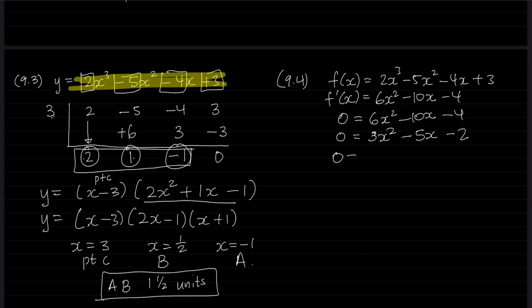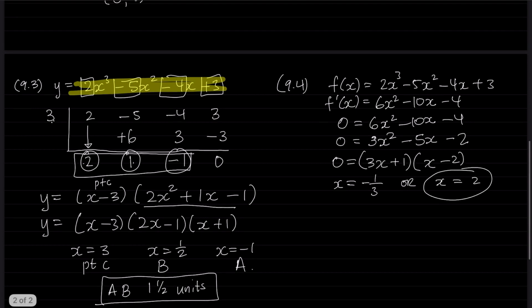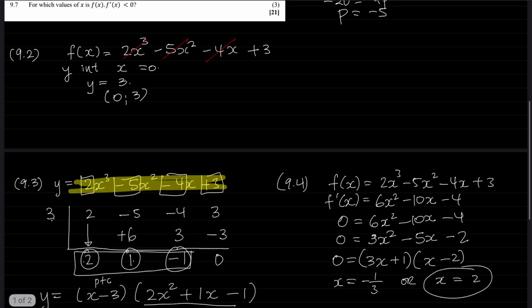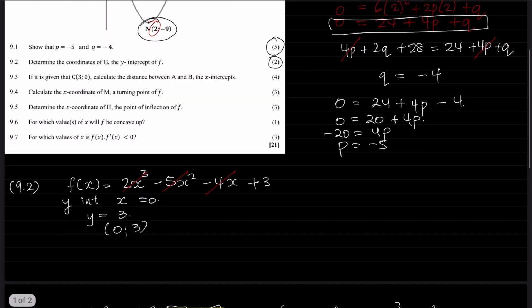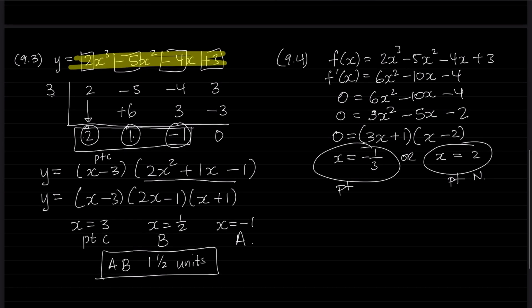Now we factorize. In this bracket, you're going to get 3x plus 1. Next bracket, you're going to get x minus 2. From here, we can get x is equal to minus 1 over 3, or x is equal to 2. We know the x equal 2 solution, that's point N. That means this solution must be point M. And remember, they just wanted the x value.